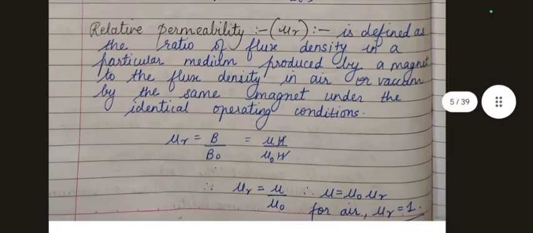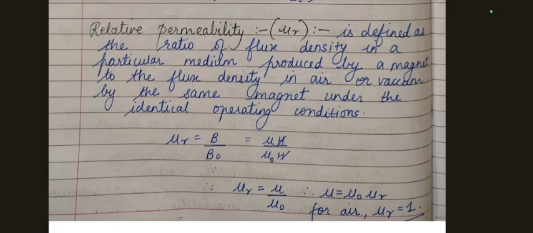Now relative permeability. What is relative permeability? It is defined as the ratio of flux density in a particular medium produced by a magnet, remember, to the flux density in air or vacuum by the same magnet under identical operating conditions. Imagine you have a magnet and first you are checking its permeability in a particular medium, and then in free space or vacuum, and then you take the ratio, it is your relative permeability. I hope you understood. It is just B upon B naught.